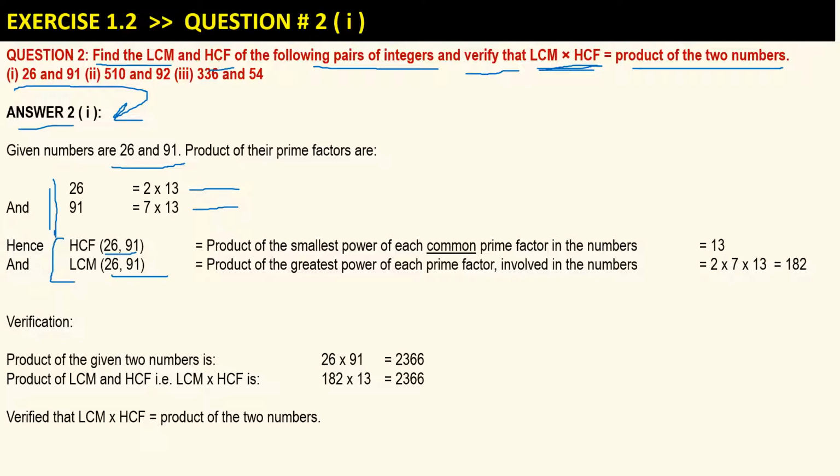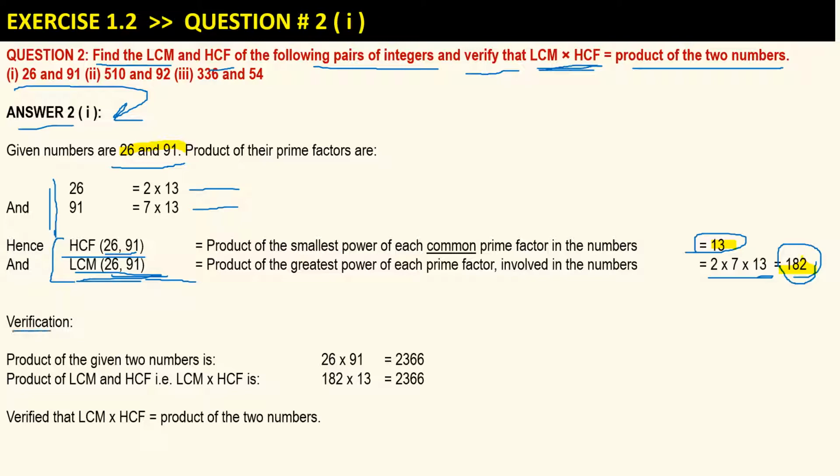The detailed process of finding out the LCM and HCF is given in the previous sessions of this series, and if we go by that method, we see that the HCF of 26 and 91 is equal to 13, and the LCM of 26 and 91 is equal to 2 multiplied by 7 multiplied by 13, which is equal to 182. So by this we have found out the HCF and the LCM. This is the LCM, this is the HCF of the given two numbers 26 and 91.